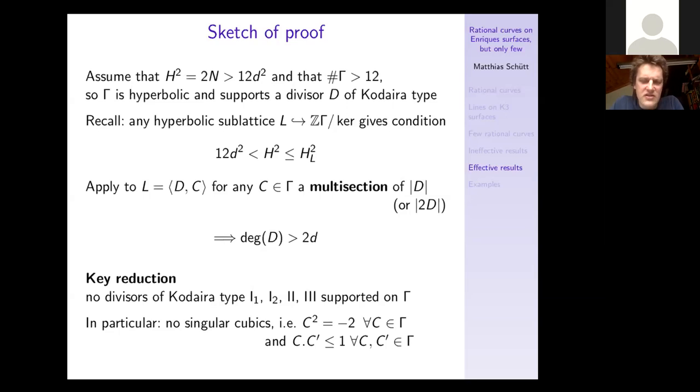In particular, this means that gamma only contains smooth rational curves. And two of them cannot meet with multiplicity 2. So we really have the same intersection numbers as with lines, only that the degrees now can be bigger. So this is the situation, and it simplifies our combinatorial analysis substantially. So how do we proceed?